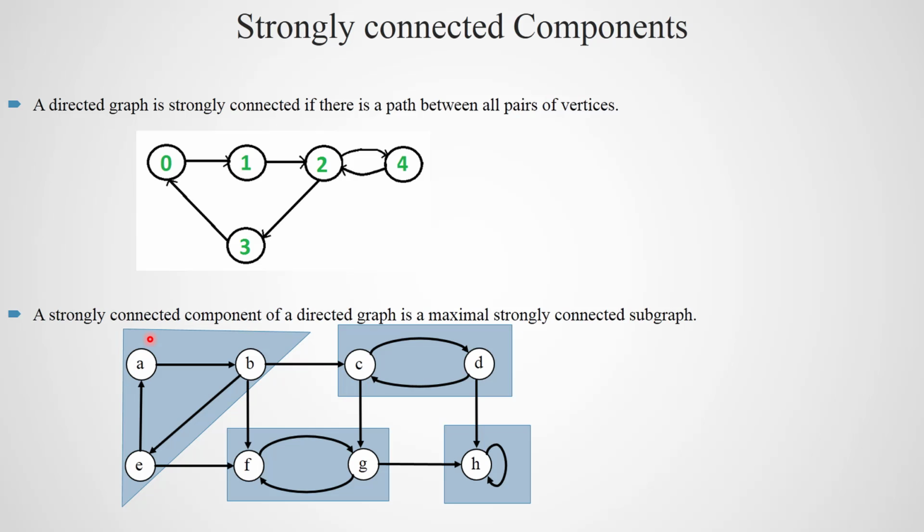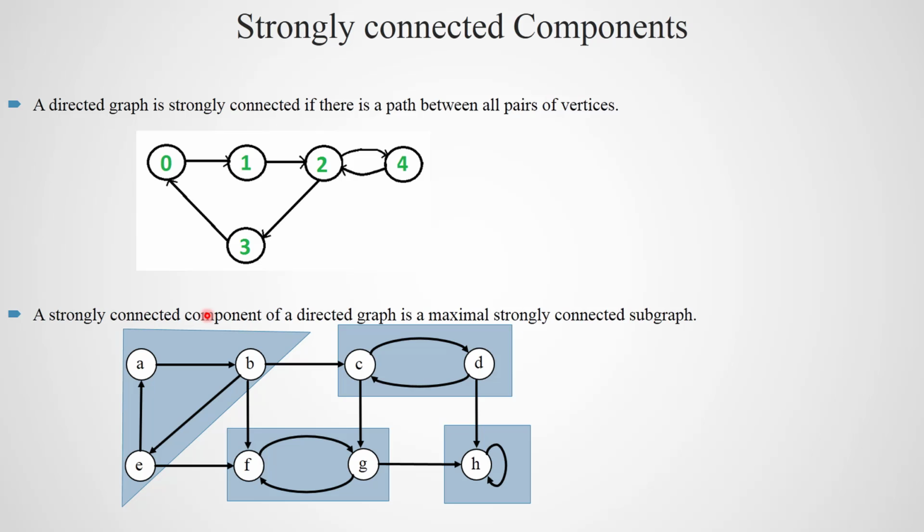But some parts of the graph are strongly connected. If you consider the subgraph ABE, that is strongly connected because there is a path between every pair of vertices in the subgraph which consists of vertices A, B and E. Similarly, F and G is a strongly connected subgraph, C and D is a strongly connected subgraph, and H, the single vertex, can also be considered as a strongly connected subgraph. So this graph is not strongly connected, but certain parts are, and we call those parts strongly connected components.